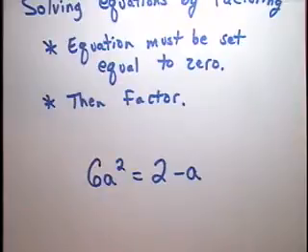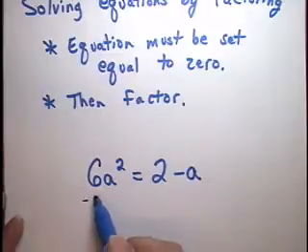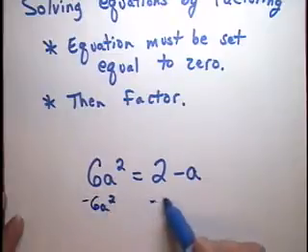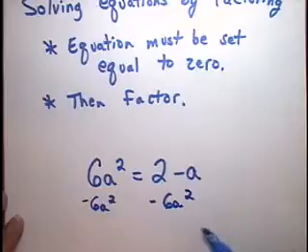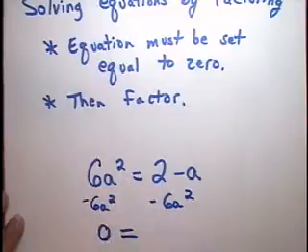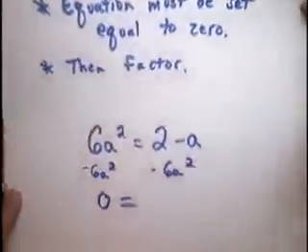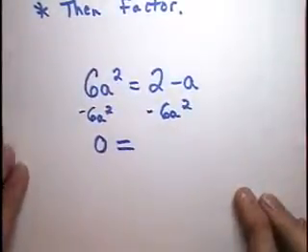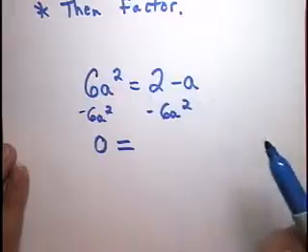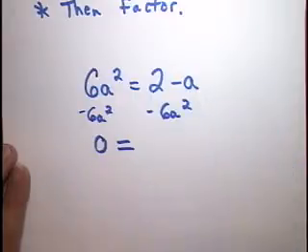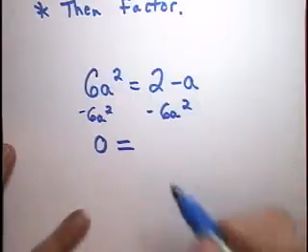So what I want to do first is to get one whole side of my equation to be 0. So I've decided to take this 6a squared and subtract it. If I subtract it from both sides of my equation, 6a squared minus 6a squared gets me the 0 that I'm looking for on one side. Now I could have chosen to move the 2 and the minus a to the other side as well.